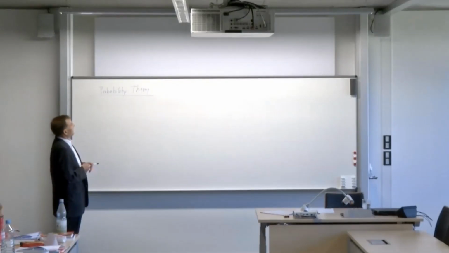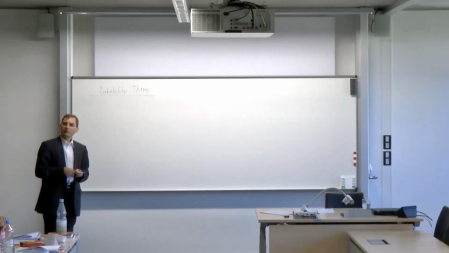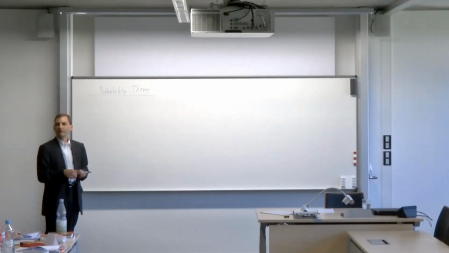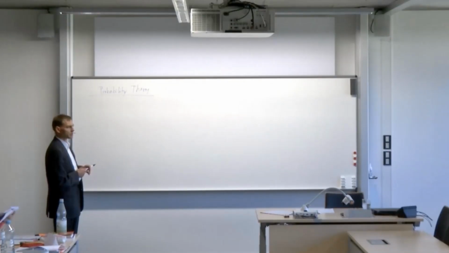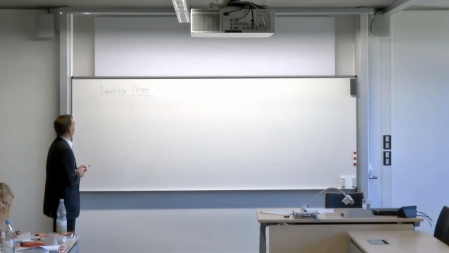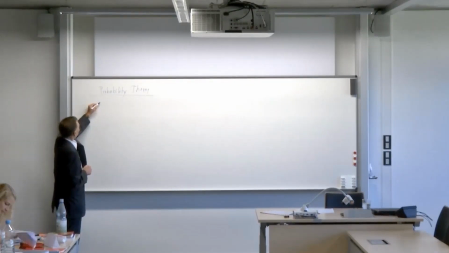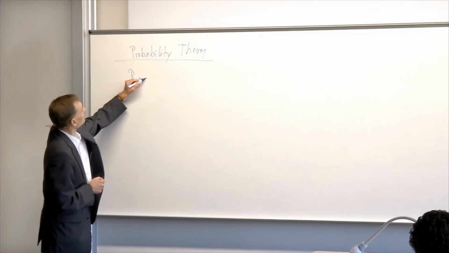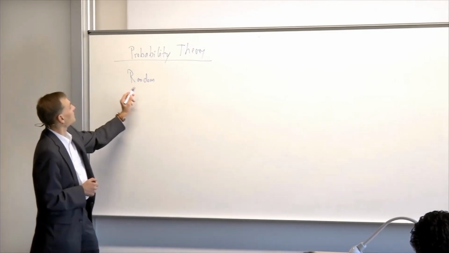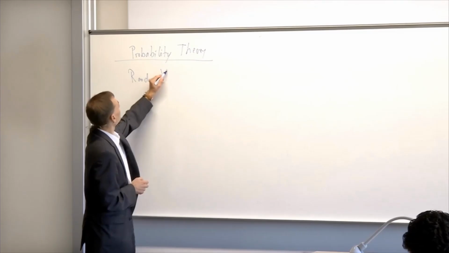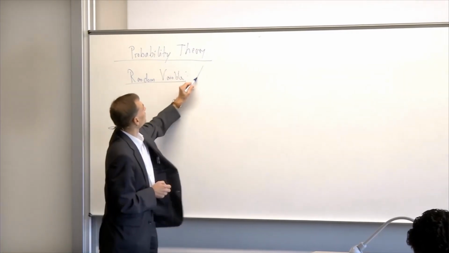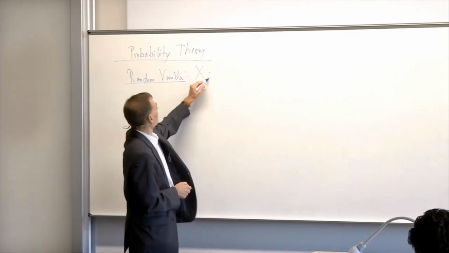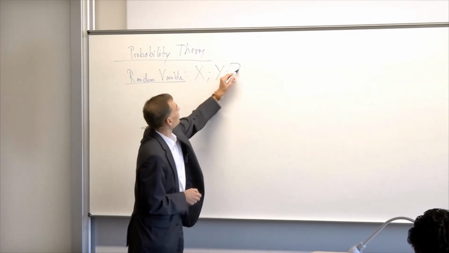So let me start with very basic elements. These are some definitions which you also find on the first pages of this chapter. It's, I think, chapter 3 in my notes. So usually for a random variable, and I will define in a second what random means, we use capital letters. So for instance, X or Y or Z.